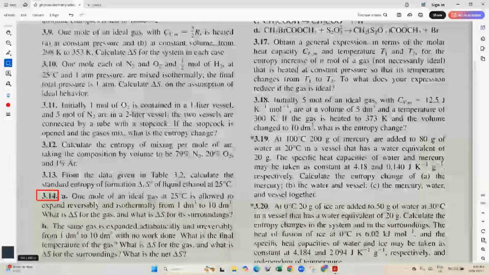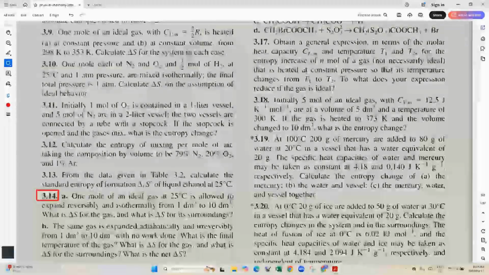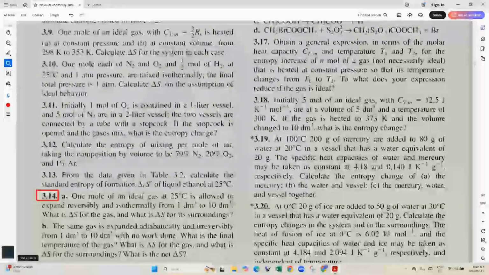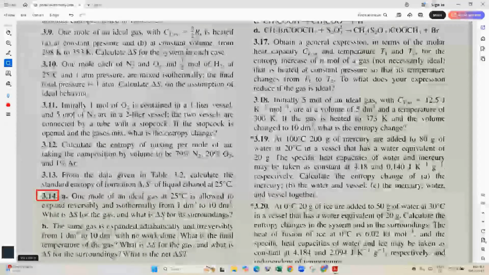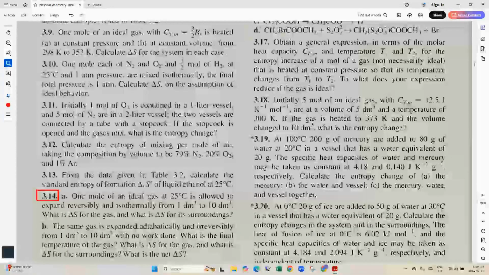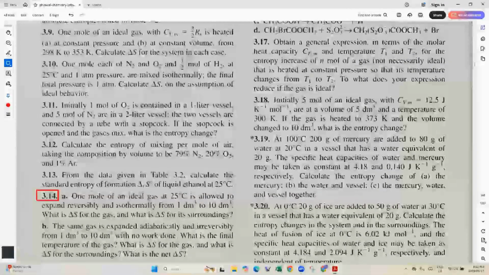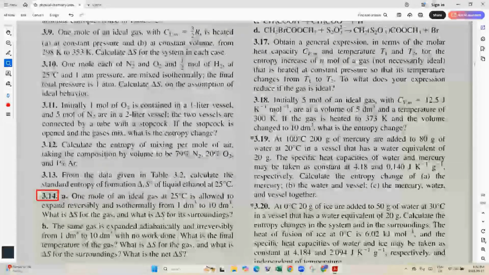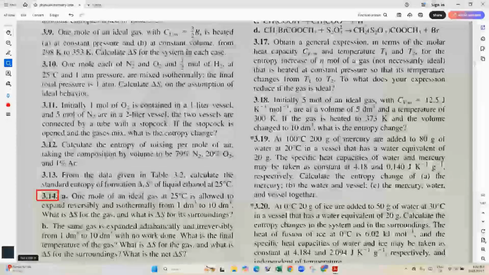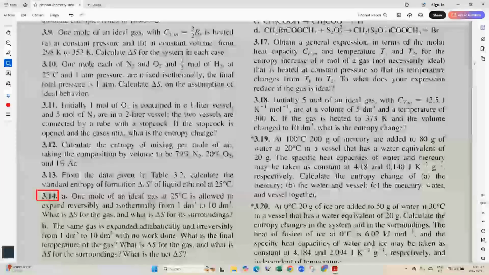B. The same gas is expanded adiabatically and irreversibly from 1 decimeter cube to 10 decimeter cube with no work done. What is the final temperature of the gas? What is the delta S for the gas? And what is the delta S for the surroundings? What is the net delta S?